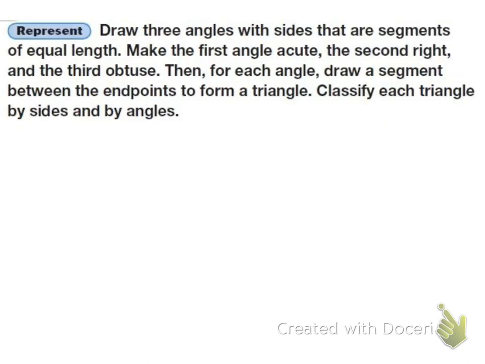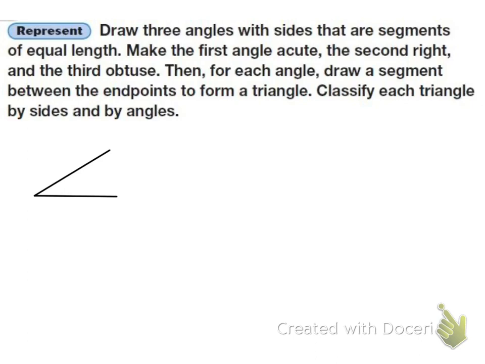Okay, so the next one says draw 3 angles with sides that are segments of equal length. Make the first angle acute, the second right, and the third obtuse. Then for each angle, draw a segment between the endpoints to form a triangle. Okay, so the first one, I'm going to draw an acute triangle. And I'm trying to make my sides the same length.